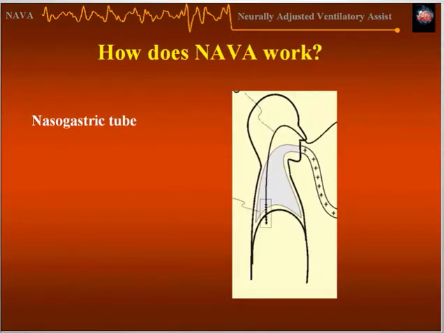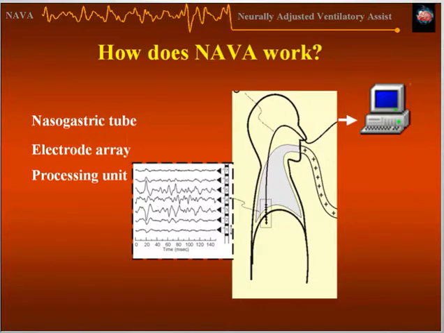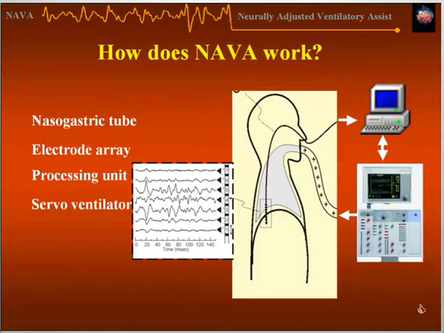Now, how do we do neural control ventilation? Well, NAVA, neurally adjusted ventilatory assist, works by putting a nasogastric tube at the level of the diaphragm in the esophagus. We measure the signals from the diaphragm with an electrode array. We bring the signals to a computer, process the signals, and let the processed signal control a servo ventilator in order to bring the effort of the patient, in terms of neural activation, back to the patient as a pressure.